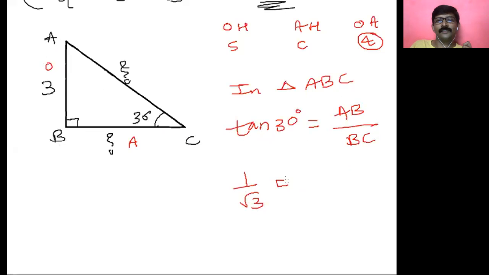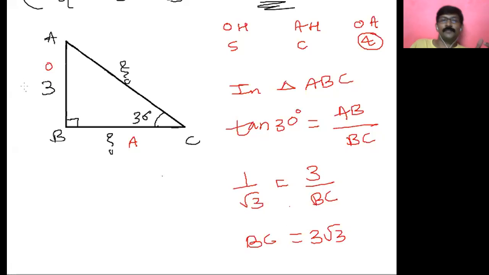So tan 30 is equal to AB upon BC. What is AB? AB is 3. And what is BC? We don't know. So how to calculate BC? It's simple. Just do cross multiplication. So this will become 3√3. Say if this is in centimeter, this would be 3√3 centimeter.